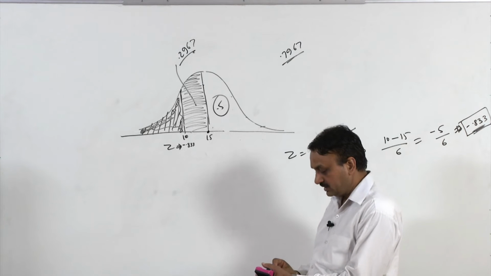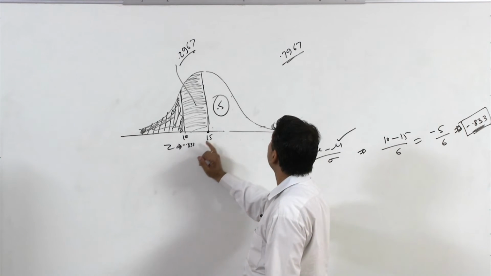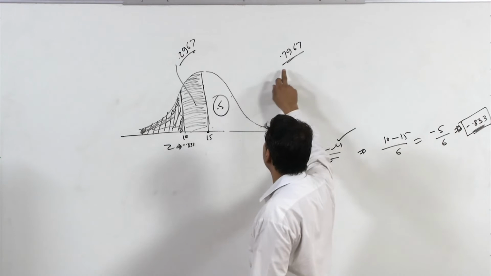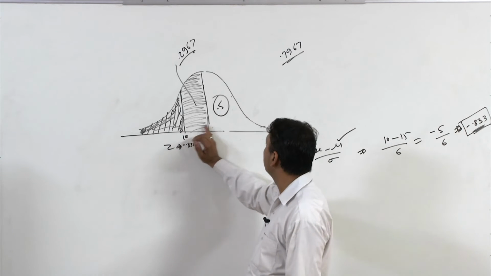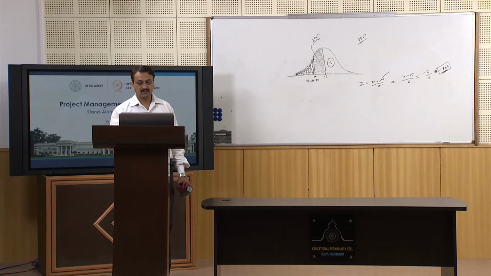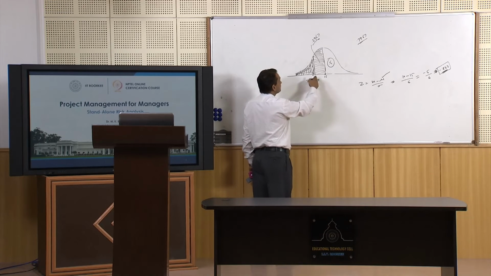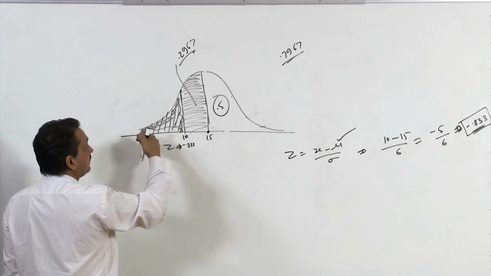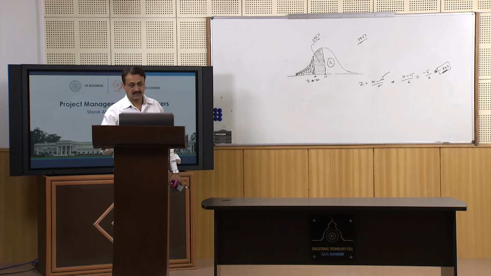So the probability that the project will earn less than 10 lakh rupees is 1 minus this, and the probability that it will make more than 10 lakh rupees is 0.7967, right. So this is how you can solve this question. This 0.7967 is the answer. Less than 10 lakh rupees, its probability is this one, and more than that is 0.7967. So this is how you can solve a question very easily.